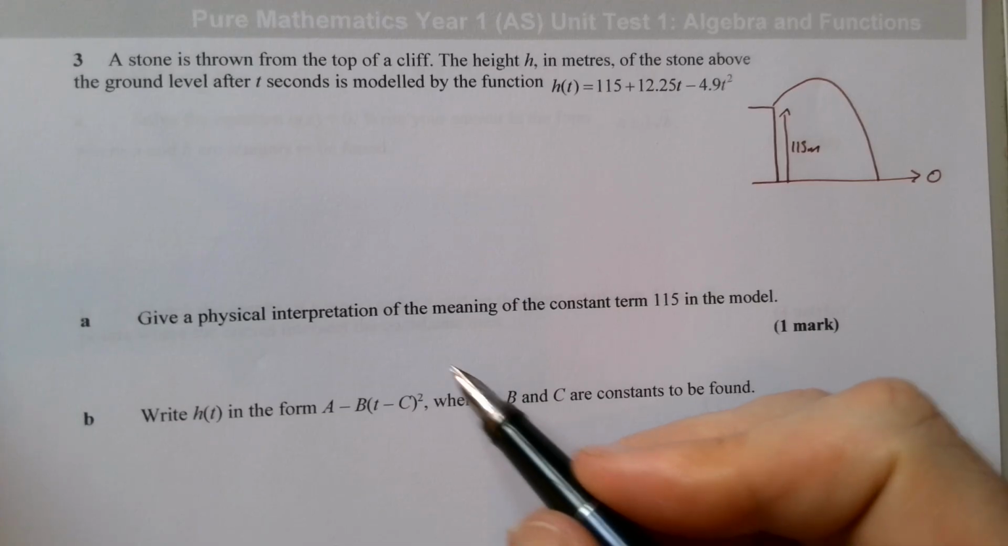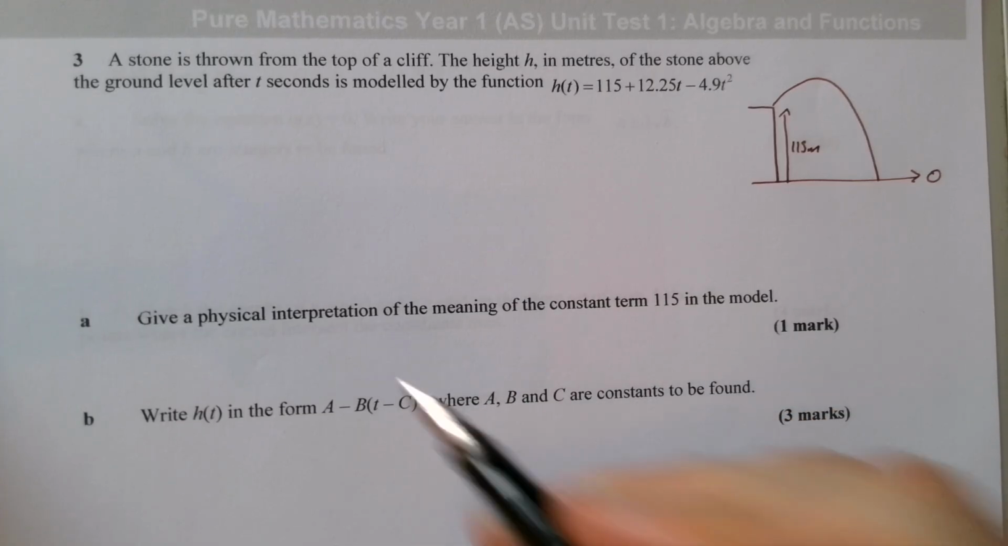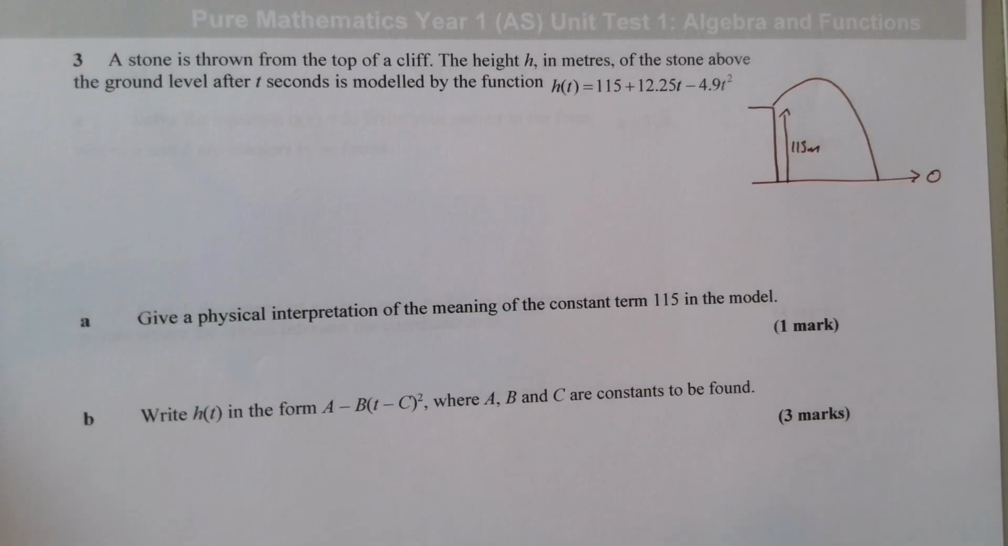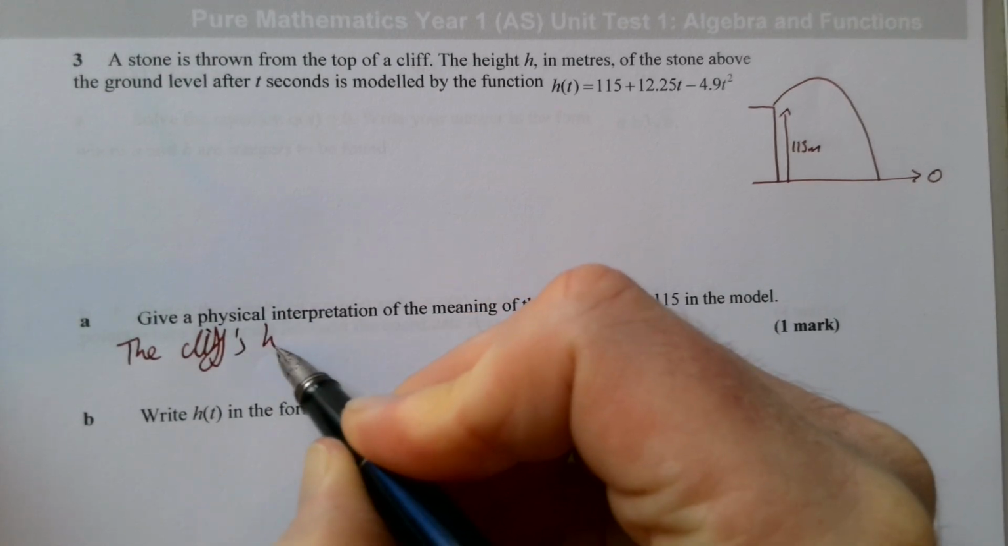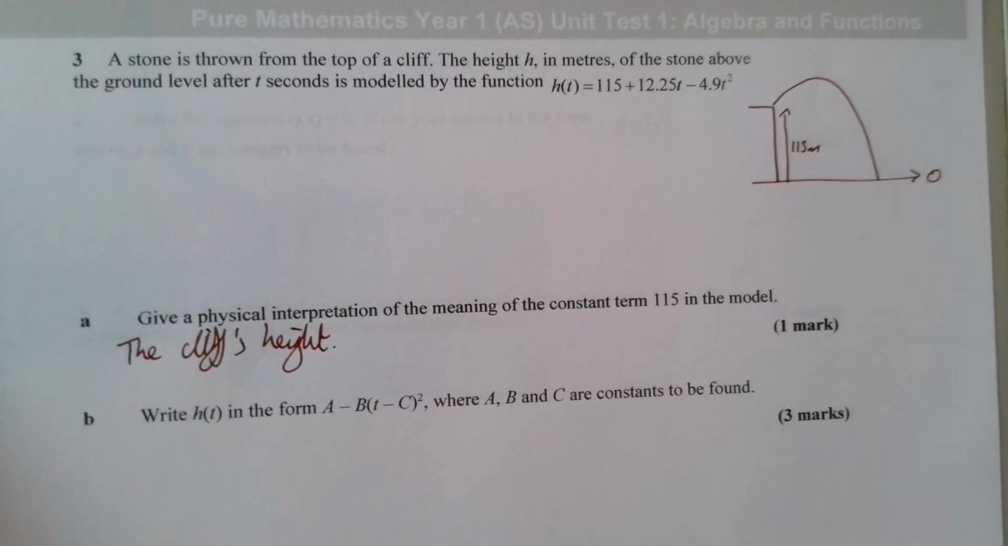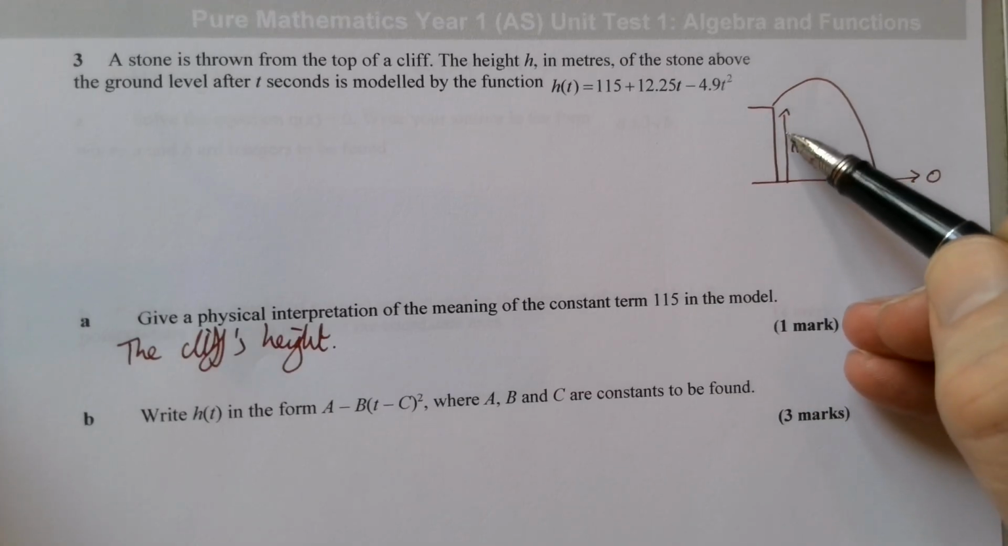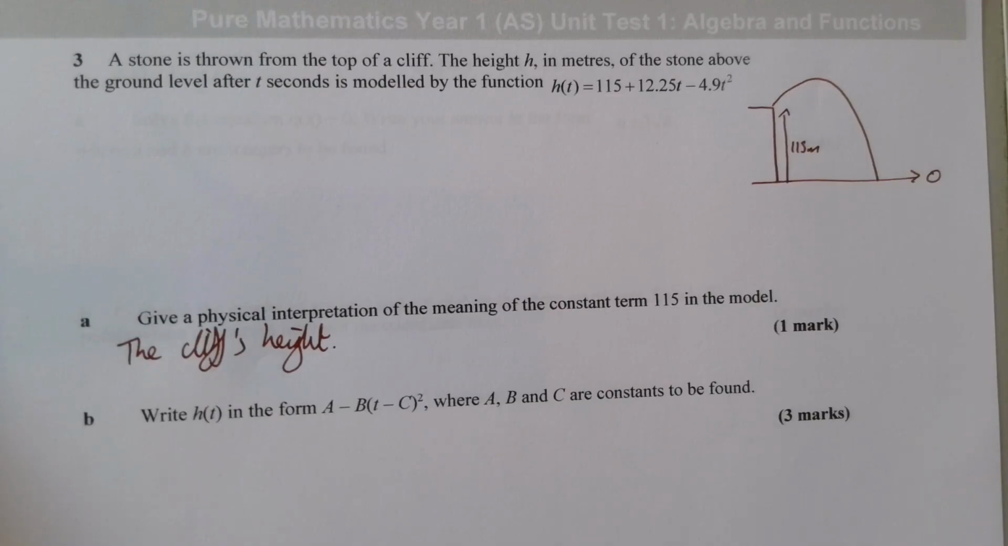So what it's asking for with the physical interpretation of the meaning of the constant term 115 in the model is the cliff's height, or anything that kind of means that. Really, it could be the cliff's height plus the height of the person holding the stone, or it could just be the height of the stone above the ground at the moment at which it is thrown. But a good idea to put something about the cliff in there. But they always just want the cliff's height. They like to ignore the other bit. But yeah, anyway, any of those works.